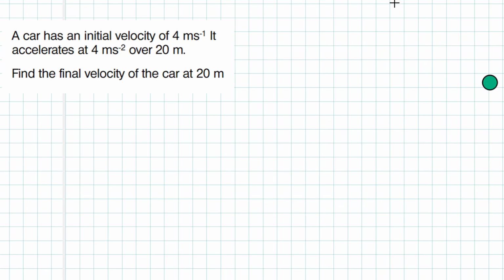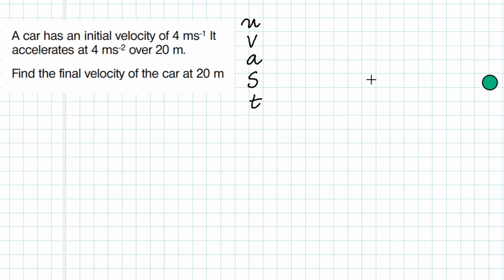Well, the first thing we do in all these kinematic problems is put down our kinematic equation variables in an ordered list. So we start off with u, our initial velocity, v, our final velocity, a, our acceleration, s, the displacement, and t, the time. Read over the question again and fill in as much data as you can.